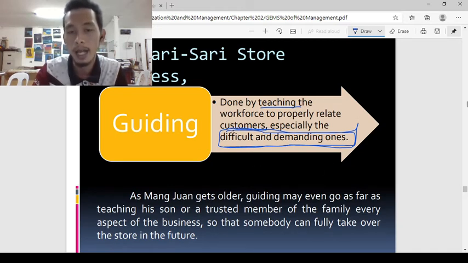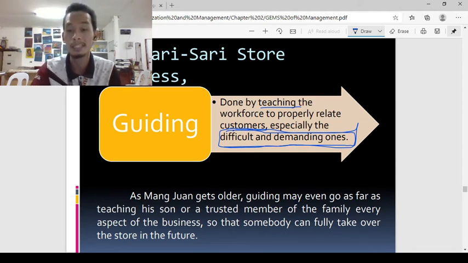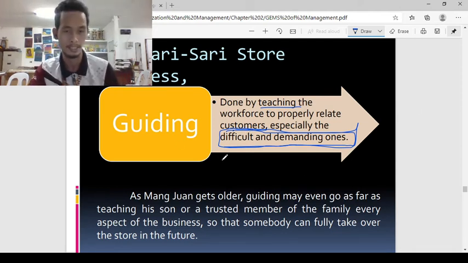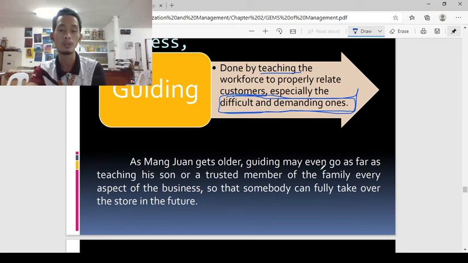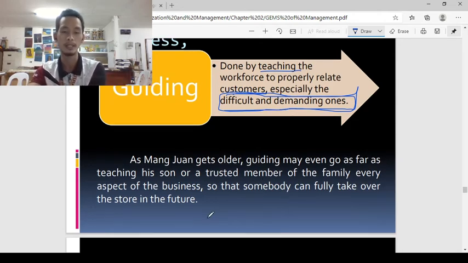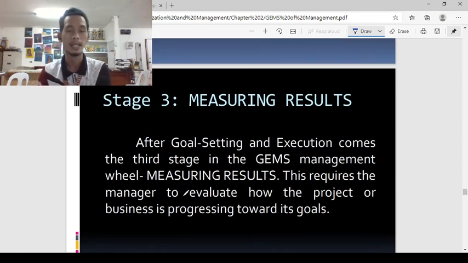You have to guide your workforce on how to deal with customers, especially demanding ones, diba? Difficult ones. As Mang Juan gets older, guiding may even go as far as teaching his son or a trusted member of the family every aspect of the business so that somebody can fully take over the store in the future. Now, stage 3 in the gems of management is all about measuring results.